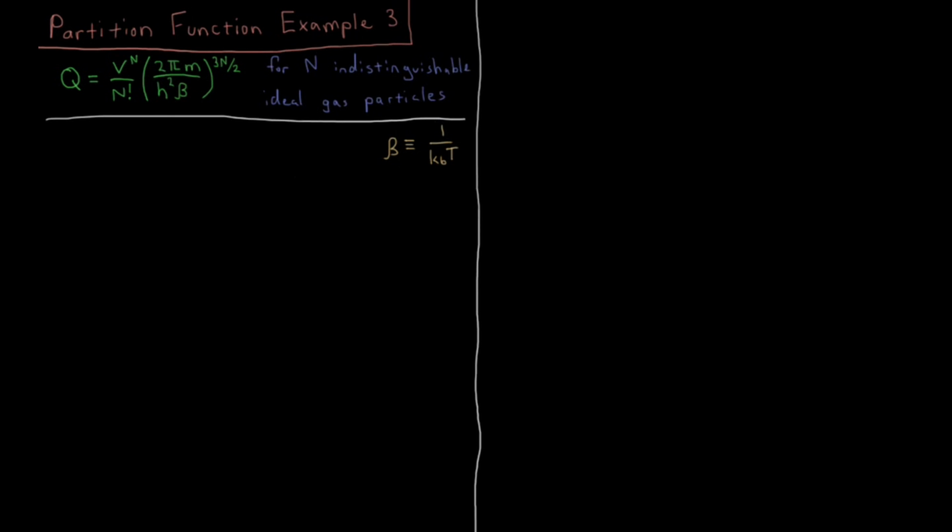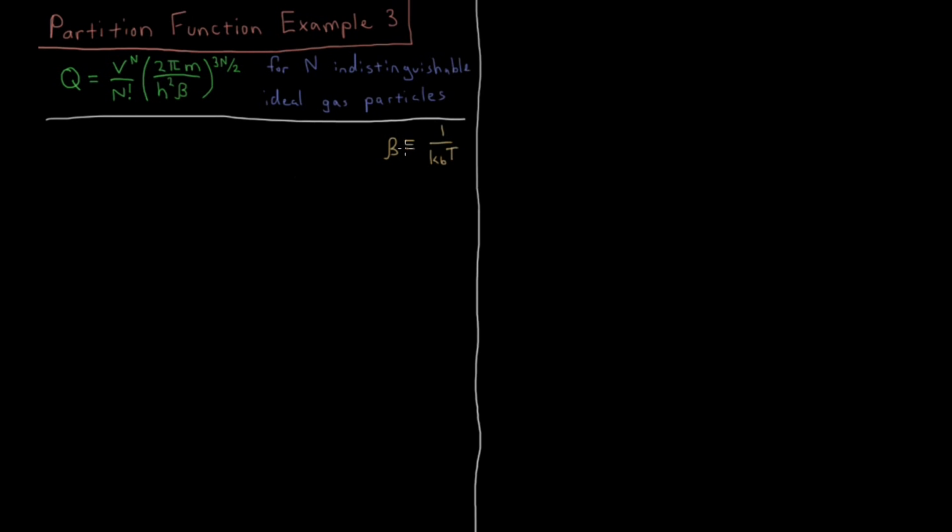In this video, we're going to look at one final example of calculating a physical property from a given partition function of a system. So for a system of N indistinguishable ideal gas particles, we have this partition function again. Q is equal to V to the power of N over N factorial, times this whole quantity here, 2 pi m, the mass of a single particle, over Planck's constant squared times the inverse temperature beta, and all of that to the power of 3N over 2.